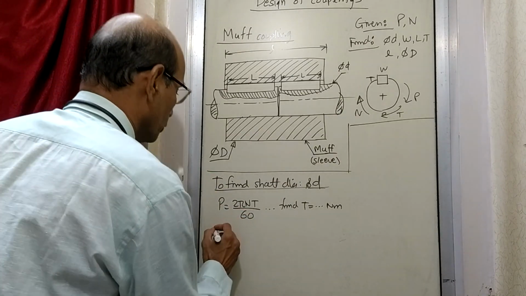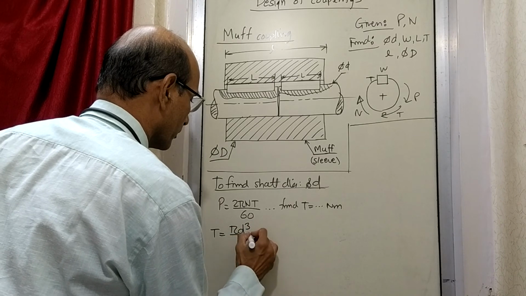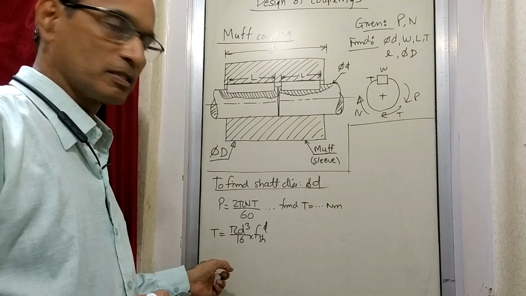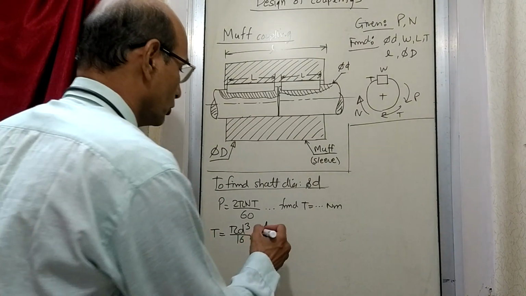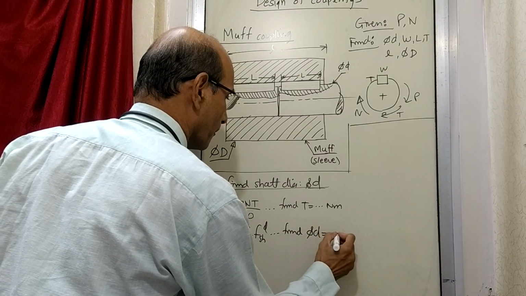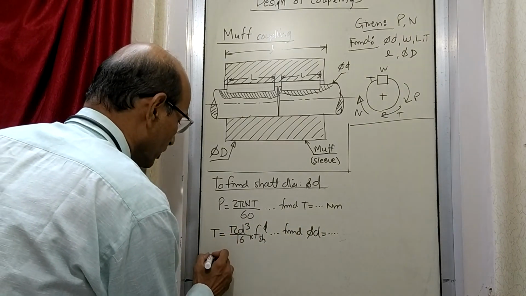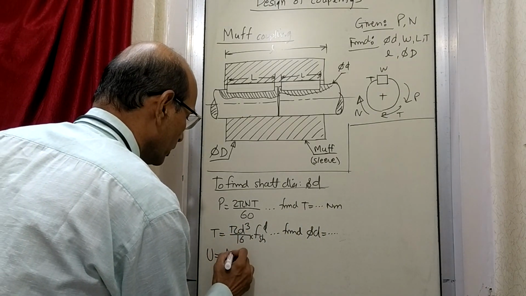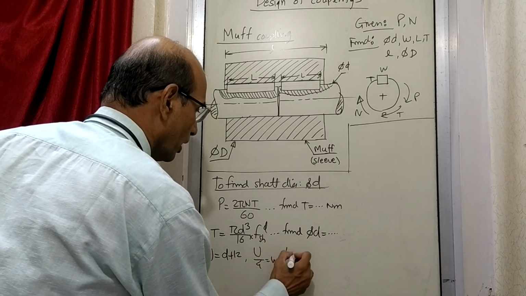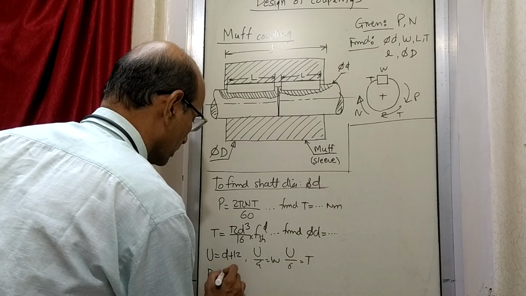Now this torque you equate with pi d cubed by 16 into shear stress, which gives you the shaft diameter. So you get the size of the shaft. Once you get the size of the shaft, then capital D is 2d plus 12, and then D upon 4 is W and D upon 6 is T, and from this design a key.